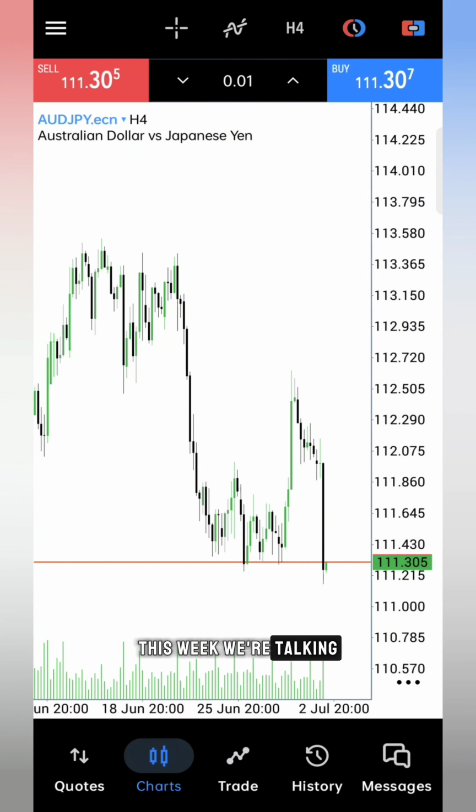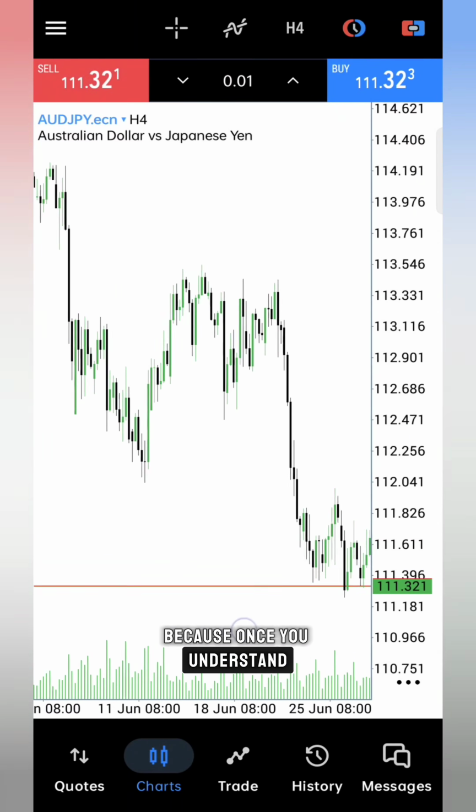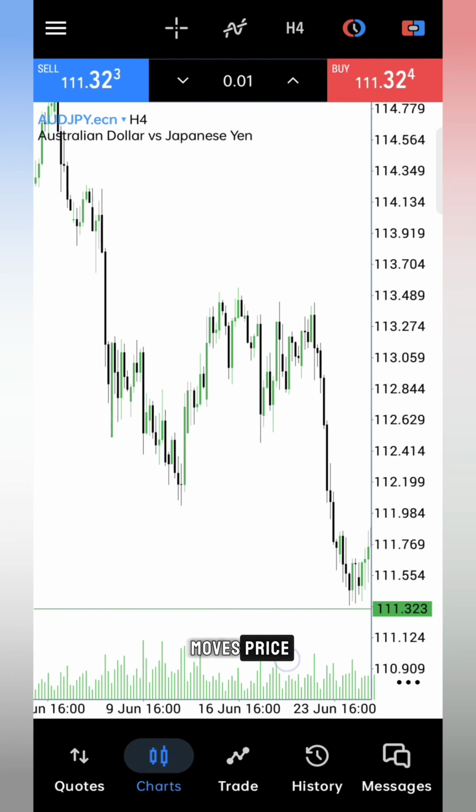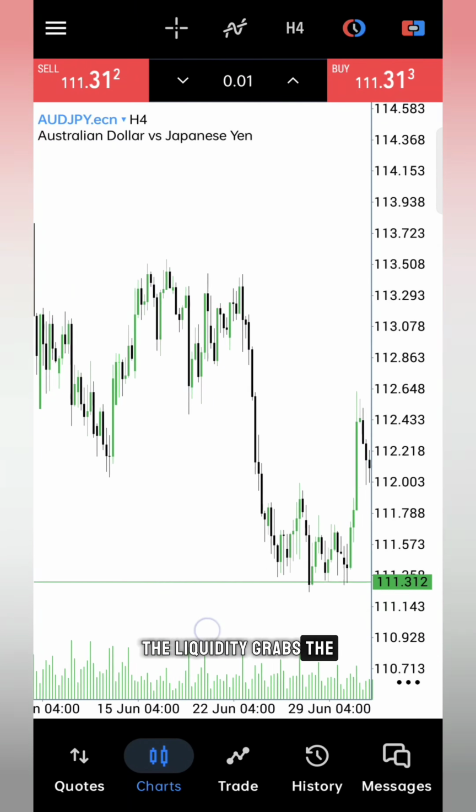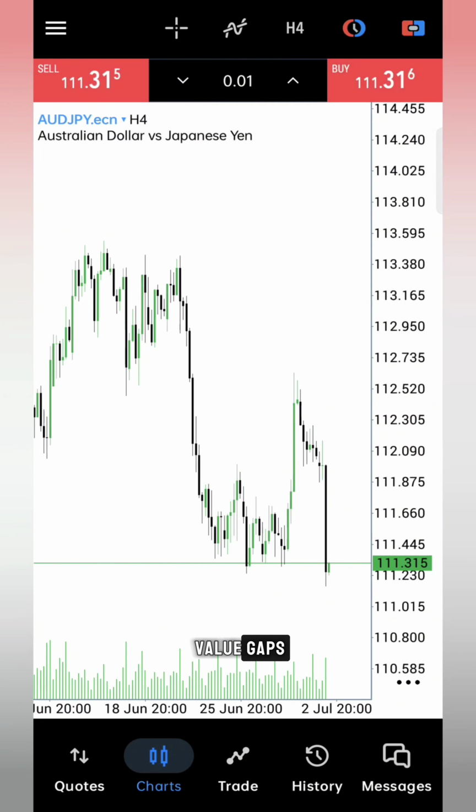This week we're talking about smart money, and trust me, this one's going to change the way you look at the market. Because once you understand how smart money actually moves price, the liquidity grabs, the order blocks, the fair value gaps, everything starts to make sense.